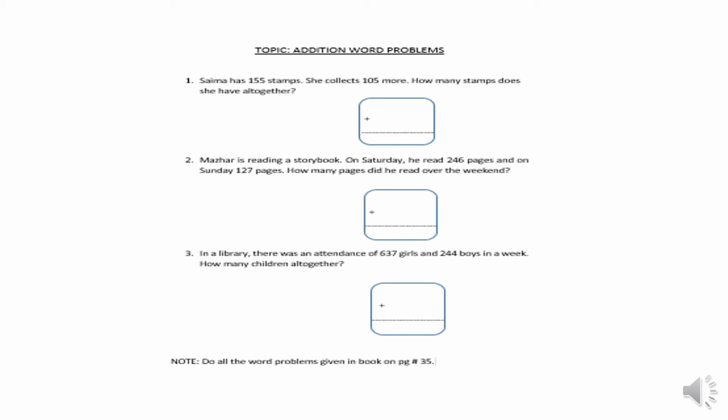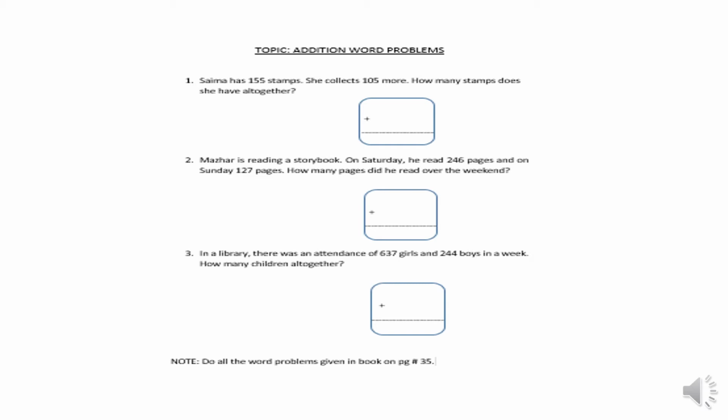You will add these two 3-digit numbers. You will write 155 plus 105 in the box given below, and you will add the numbers. First, when you add 5 plus 5, you get 10. So you will write 0 in the ones column, and you will carry the 1 to the tens column. In tens, you have 5 and 0.